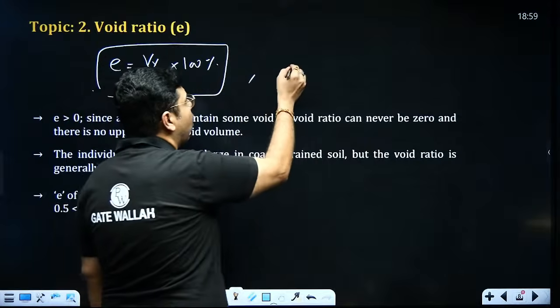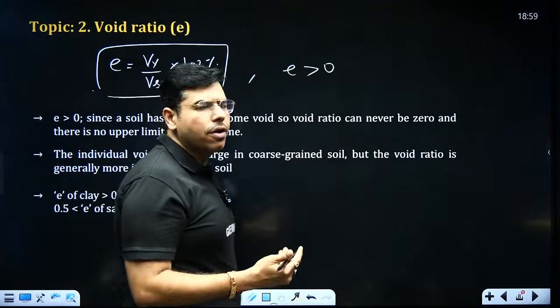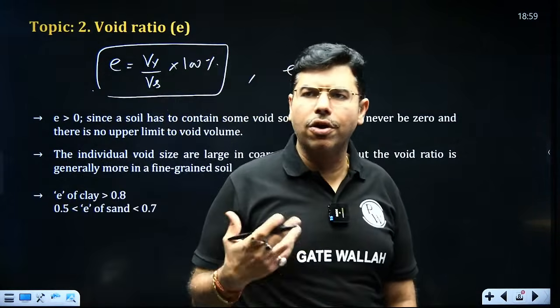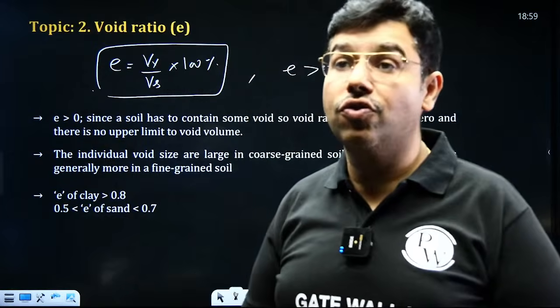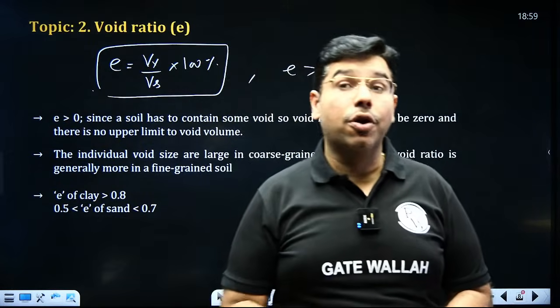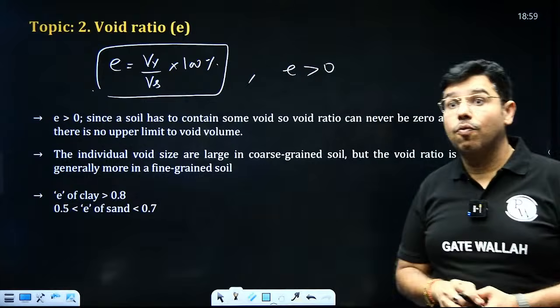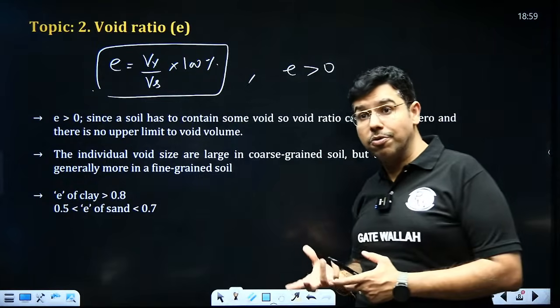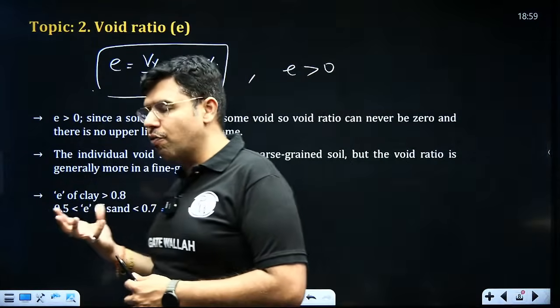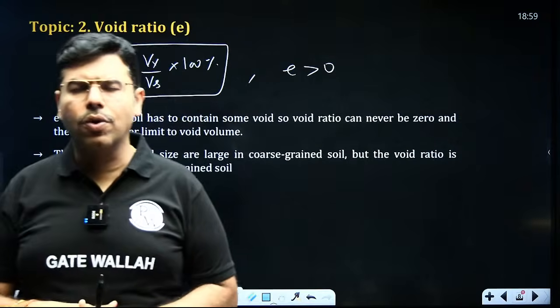See, e is always greater than 0. Like water content does not have any upper limit, void ratio does not have any upper limit, because the soil which has water content more than 100% can have void ratio more than 100%, because all this water will be in the voids of the soil only.